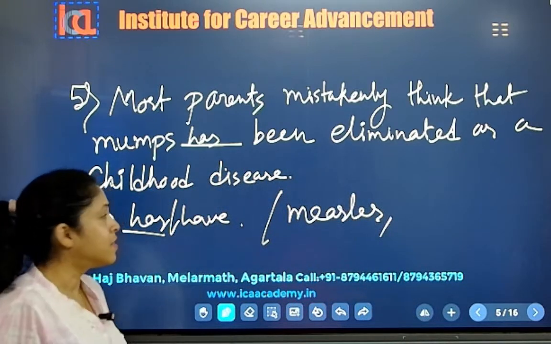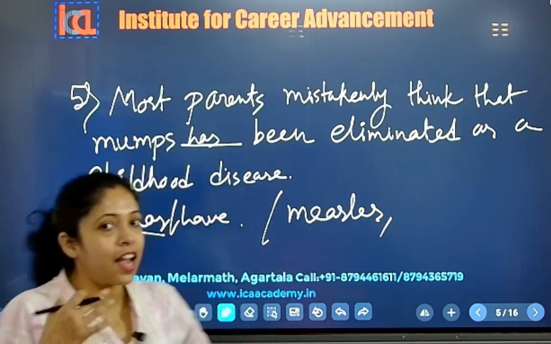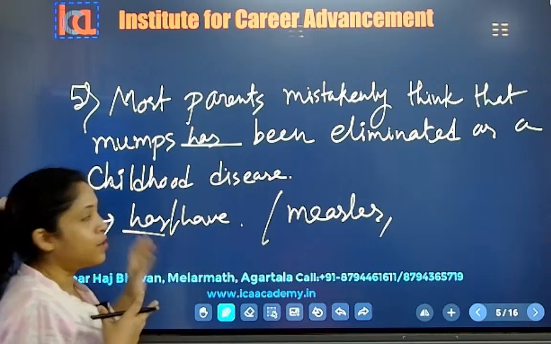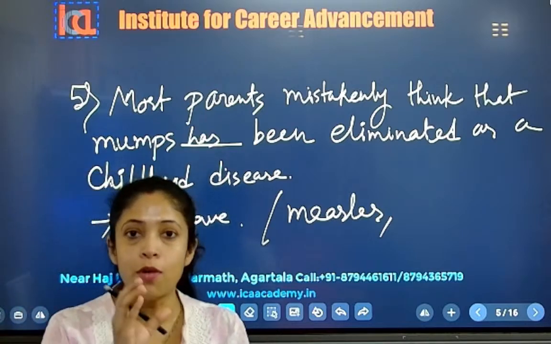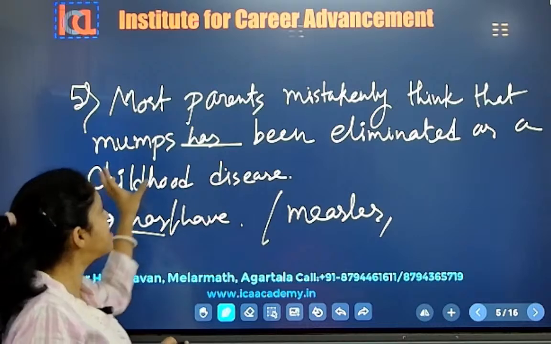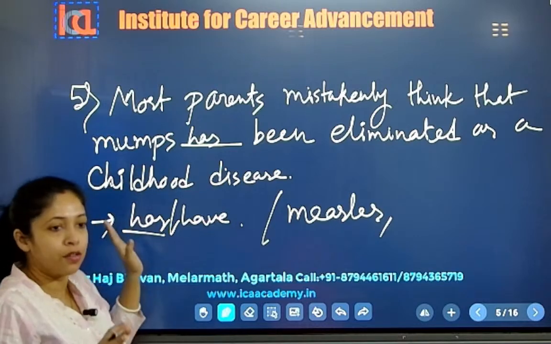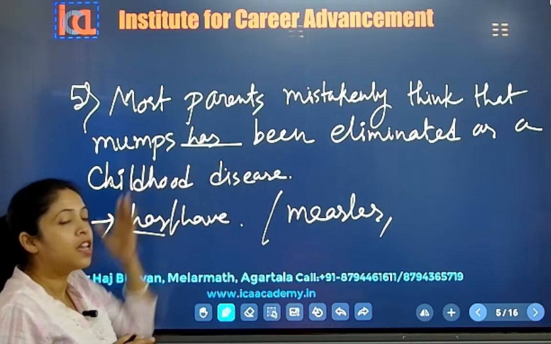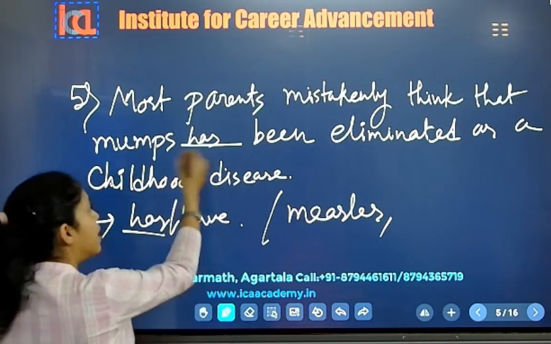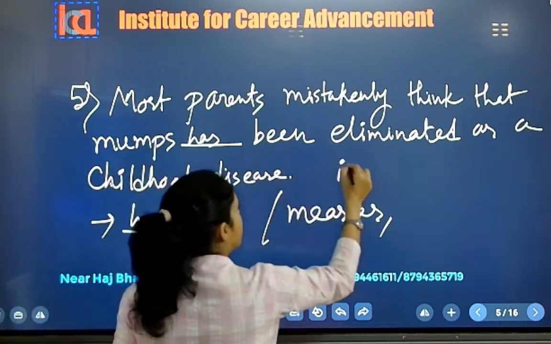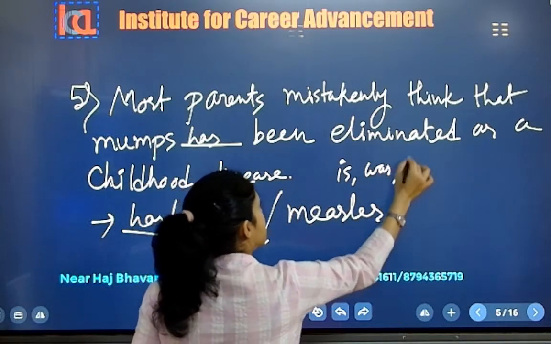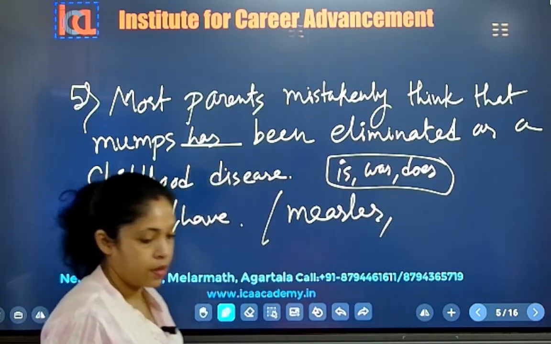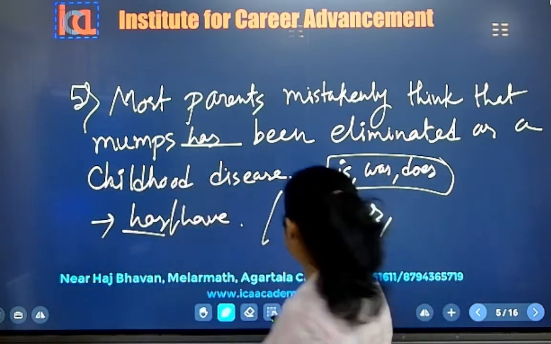Students who are online, do you think of any kind of disease or not? The form of the word is plural, but actually the meaning is singular. That's why mumps, measles, all these diseases take a singular verb. Is, was, does, these are singular verbs. Next.